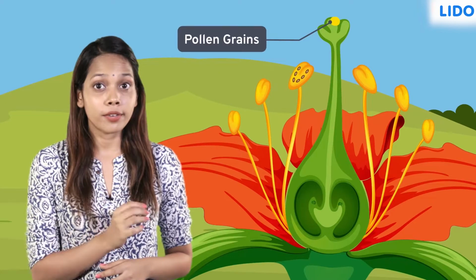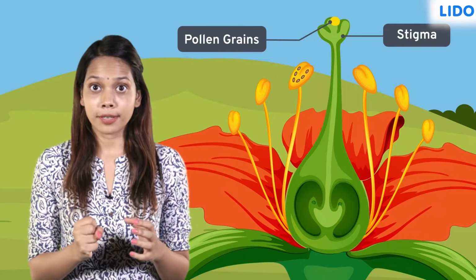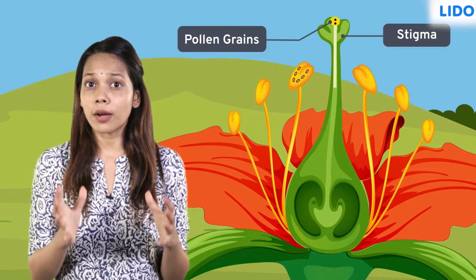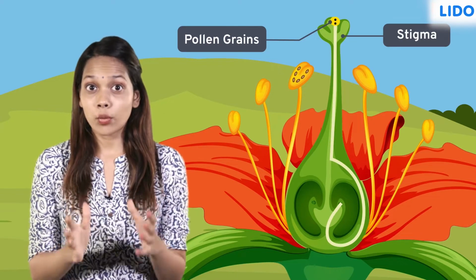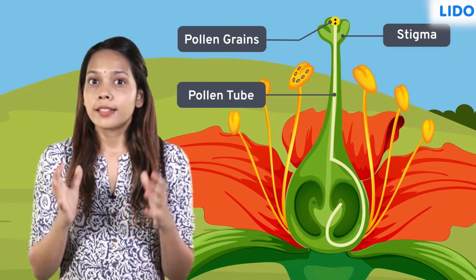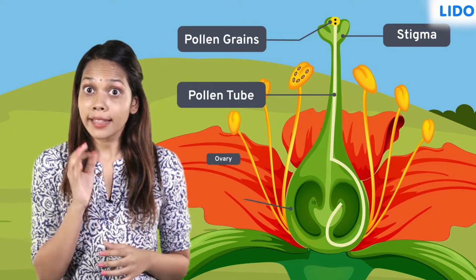Once the pollen grain is at the stigma, it absorbs moisture from its surface and develops a tube down the style towards the ovaries. This tube is known as the pollen tube. The tube continues to grow until it enters the ovules in the ovary.